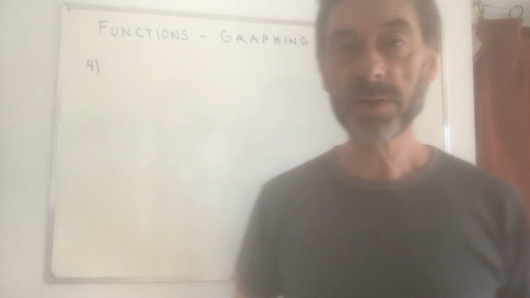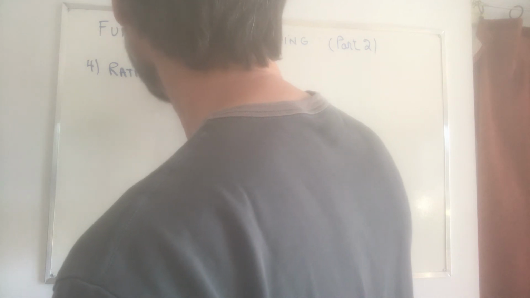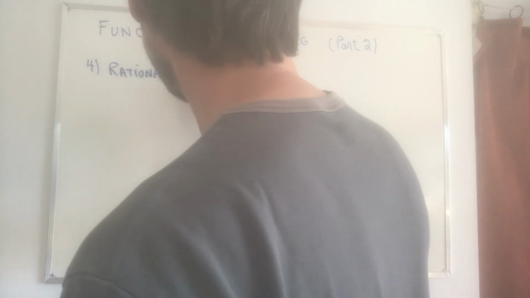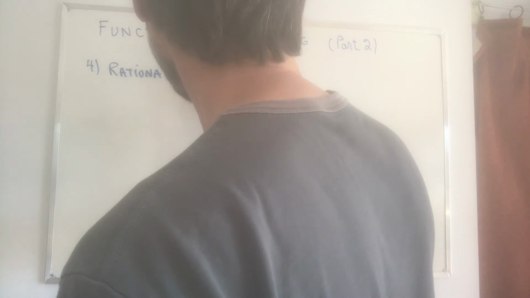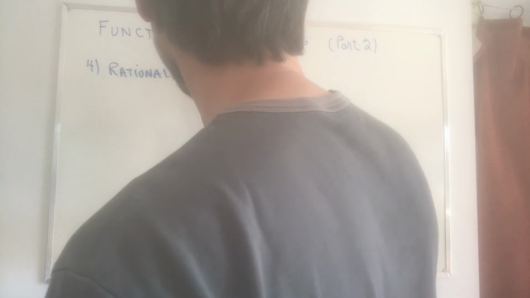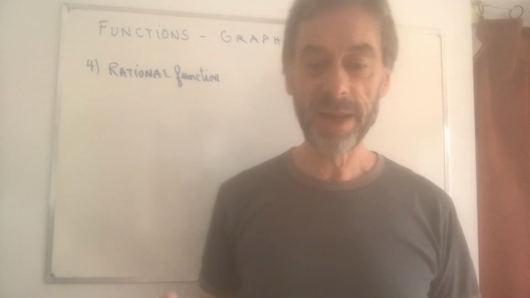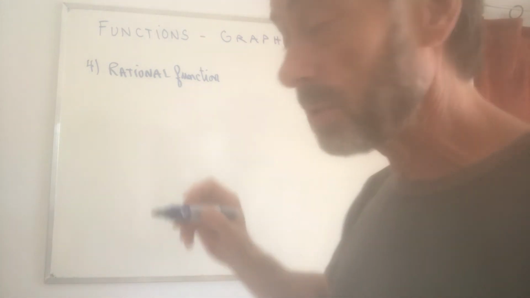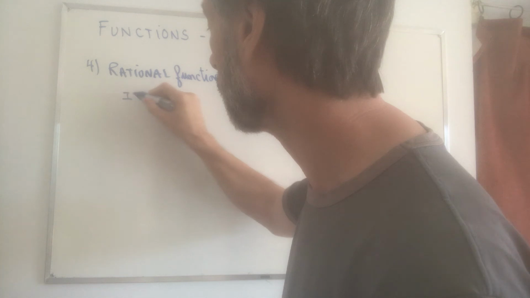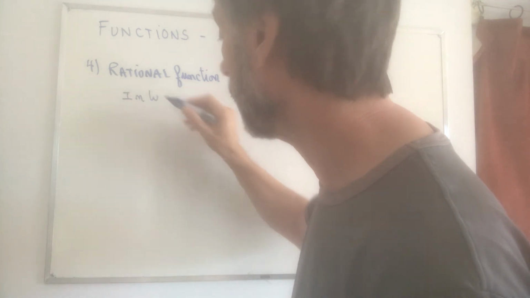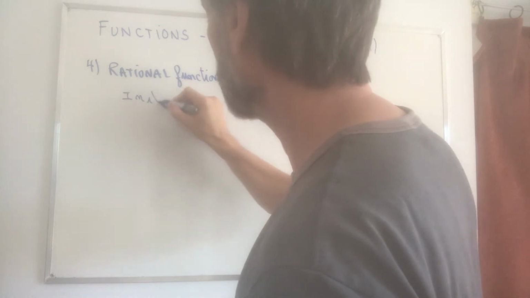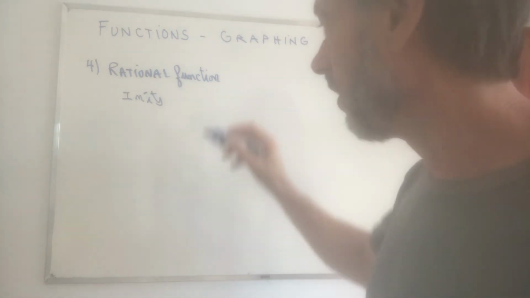The fourth one is called the rational function. Well, the rational function is very important in calculus in many ways. In its simplest form, it actually looks like the following.